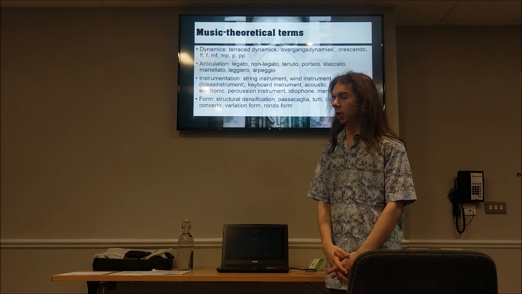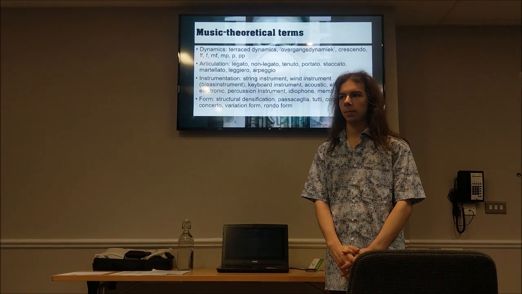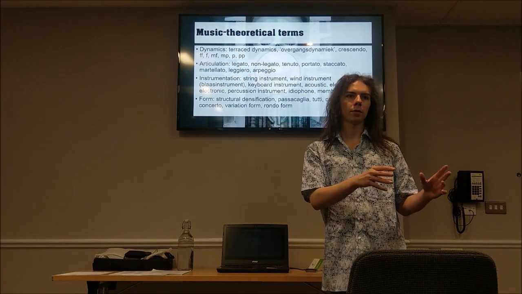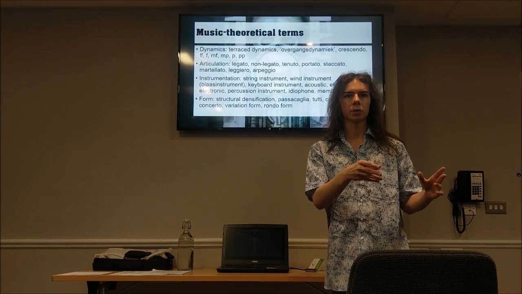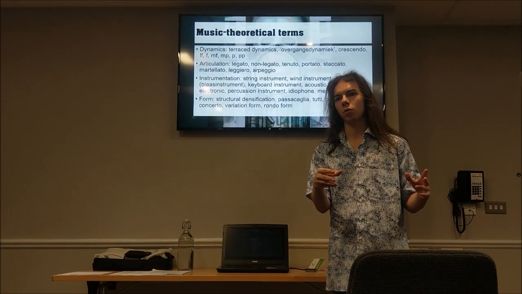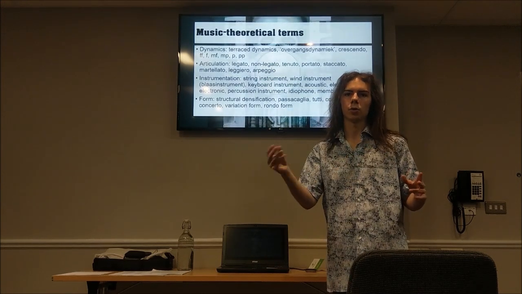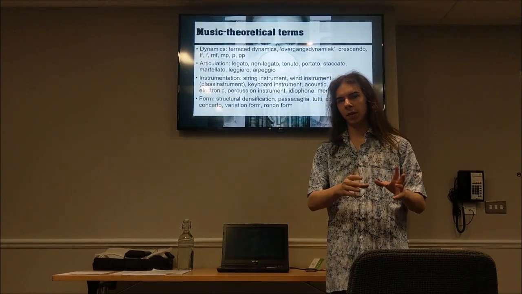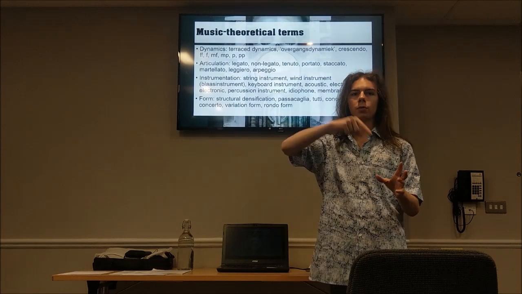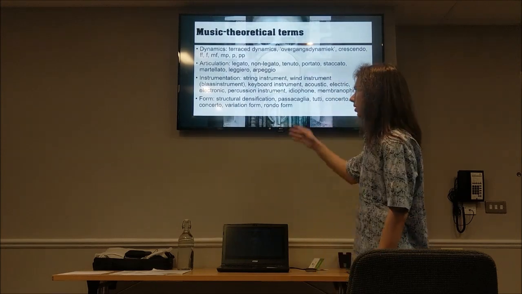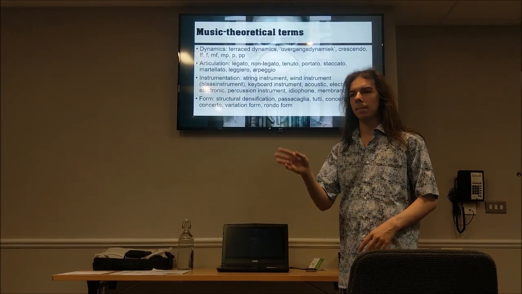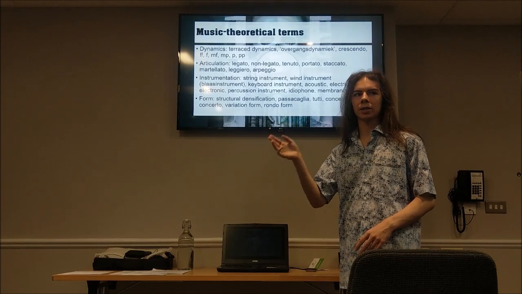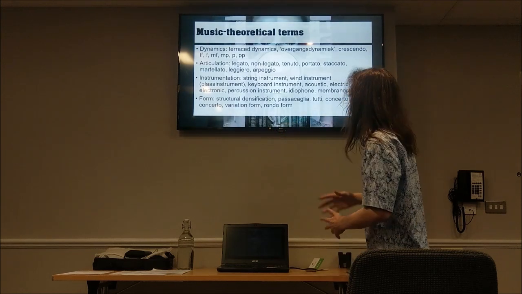Variation form is a type of form where you have one kind of a motive, and then you get a variation on it, and you get another variation on the same motive, and another one, and that continues basically. So you have one basic motive, and then you get a series of variations on that first motive. So you could describe that in musical form as A, A prime, A double prime, A triple prime, etc.